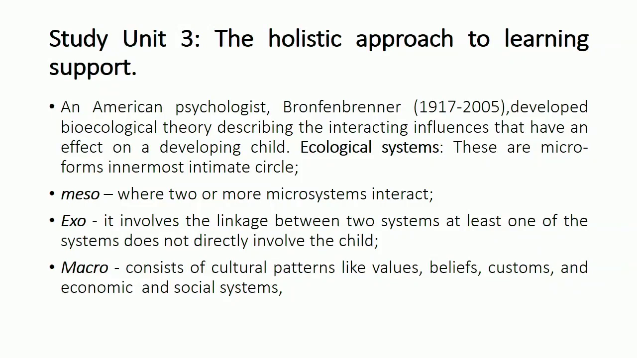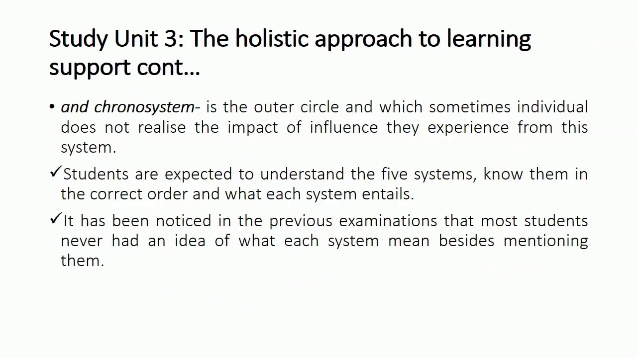And then we are looking at the macro, which consists of cultural patterns like values, beliefs, customs, and economic and social systems. All of us belong to a certain culture. We need to learn the values, we need to have our own beliefs, and we have our customs that we follow. So this is what is meant from the beginning when we say a child does not develop in isolation. And then we have the chronosystem in the outer circle, where sometimes an individual does not realize the impact of influence they experience from this system. Sometimes the help or assistance from the very outer circle is not noticed, but it is still part of what a child needs to go through as the child develops.